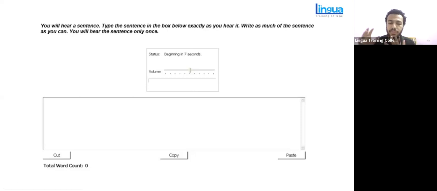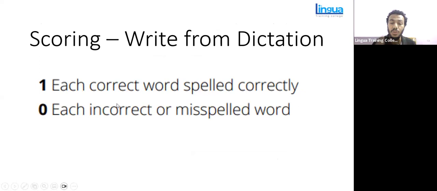Because again, you have a bit of time to edit what you took as notes and submit it, go to the next part. You score a point if you have the word spelled correctly, and you lose a point if you didn't. Don't change the order of the words, keep them as is. Start with a capital letter, end with a full stop or question mark. It depends on what you heard, and that will be the scoring system for writing from dictation and the end of your test.